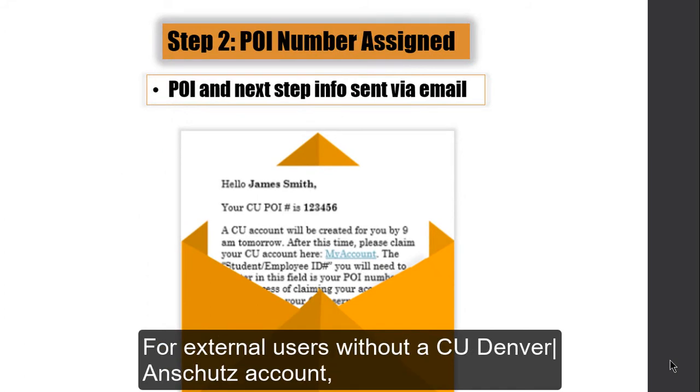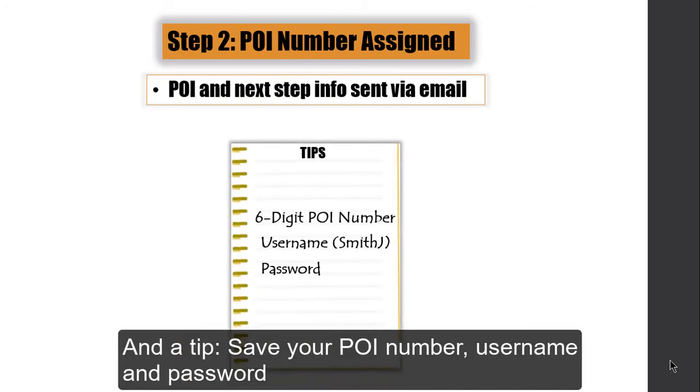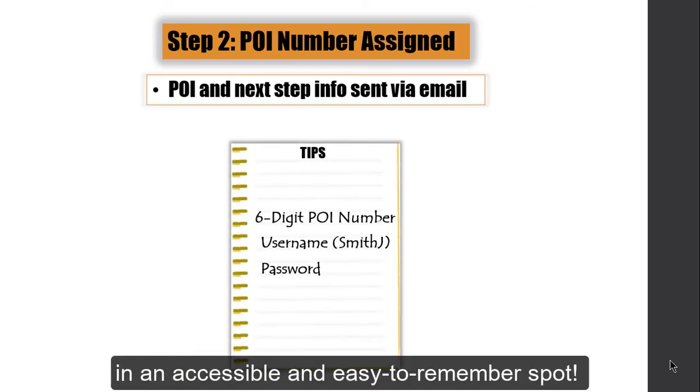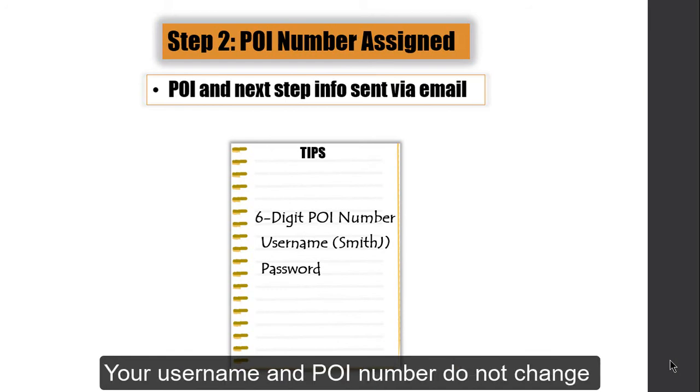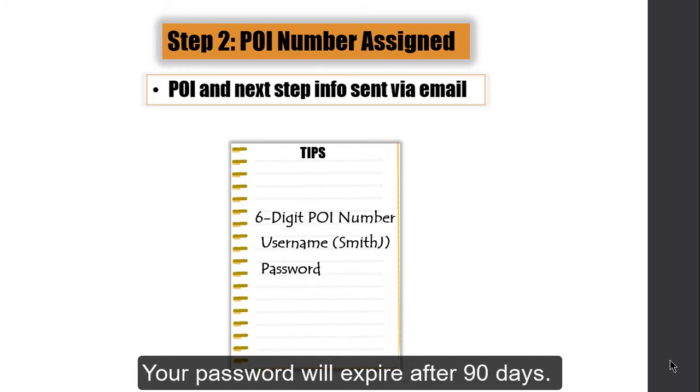For external users without a CU Denver Anschutz account, this email helps you to establish that. And as a tip, save your POI number, username, and password in an accessible and easy to remember spot. Your username and POI number do not change and will be needed if your password expires, and your password will expire after 90 days.